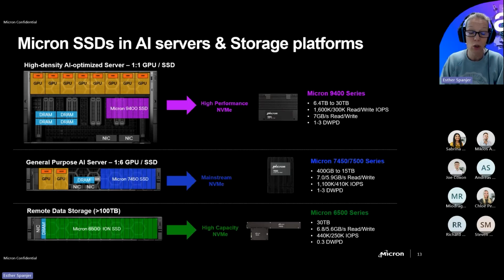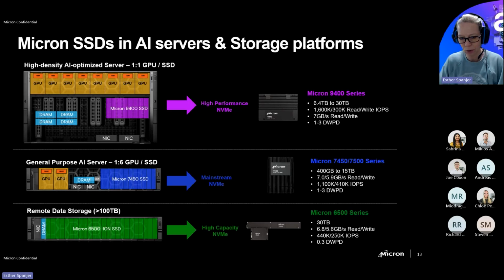Starting off with the top part here, you see a high density AI optimized server that has a lot of GPU capability. Therefore, it needs to have a lot of very fast storage capability and a lot of DRAM. Typically these very GPU heavy servers are the ones used for training purposes, because they have this huge amount of data that needs to go through the engine. You have, more in the middle, general purpose AI servers where the ratio of GPU to SSD is quite different.